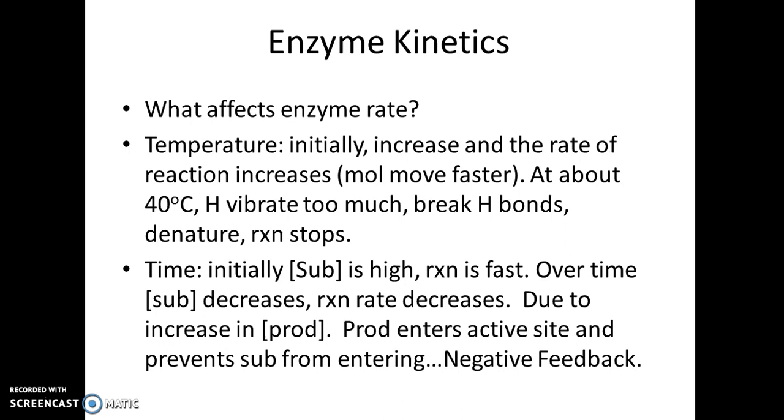Time. Initially, the substrate concentration is high. The reaction rate is fast because a lot of substrates can enter the enzymes and we have a lot of product formed. But over time, the product concentration increases, the number of substrates decreases, so the reaction rate will actually slow down. Sometimes the product enters the active site and prevents the substrates from entering, and that's called negative feedback. This is important. We'll have an activity that deals with this.